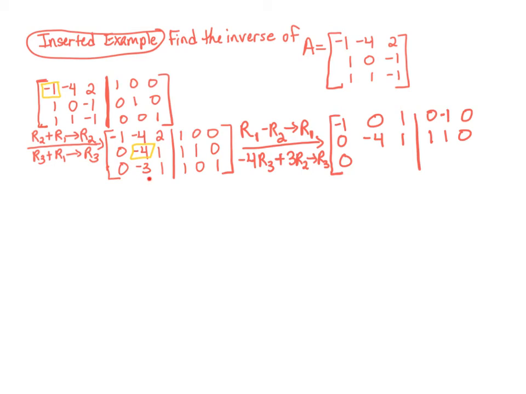Then we have negative 4 times negative 3 is? 12, plus 3 times negative 4, minus 12. So 12 minus 12 is? 0. Then we have negative 4 times 1 is negative 4, plus 3 times 1, which is 3. Negative 4 plus 3 is? Negative 1. Are we together? We have negative 4 times 1 plus 3 times 1. What do we get? Negative 1.